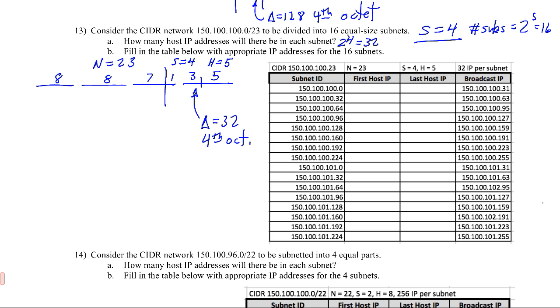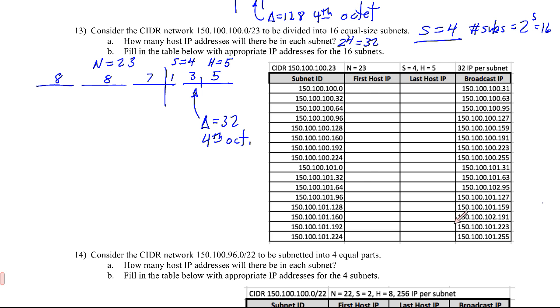But we can tell, because the S bits span over to the 3rd octet, that we're also going to increment the 3rd octet from 0 to 1, from an even number to an odd number. We're starting with the number 100, so halfway through here we're going to increment to 101, for example. I'm incrementing by 32 in the 4th octet, and then I roll around to a 256, which becomes a 0, and then increments to 101 in the 3rd octet, and so on. So I get 16 equal size subnets, and it works out.